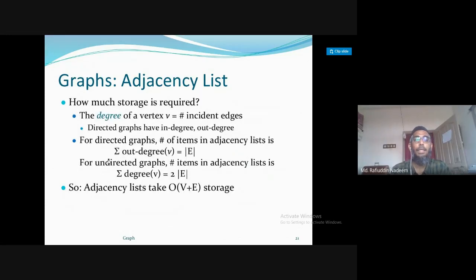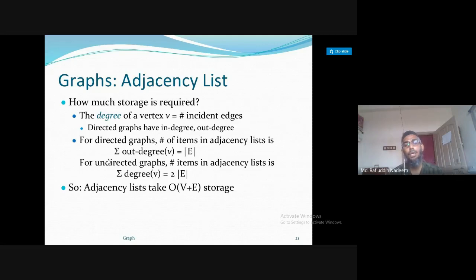Now the same thing here, how much storage is required? The degree of vertex V equals the number of incident edges. Directed graphs have in degree and out degree. So in the case of a directed graph, you have an in degree and out degree. For a directed graph, the number of items in the adjacency list is the sum of out degree of V, which equals the modulo of E.